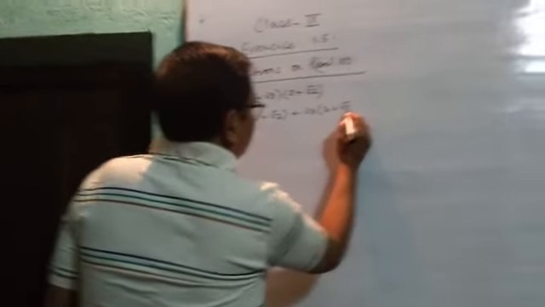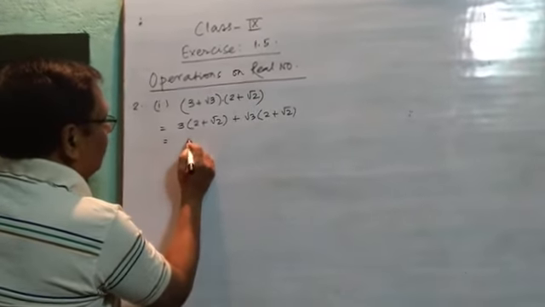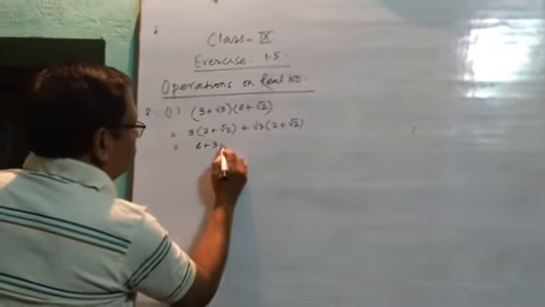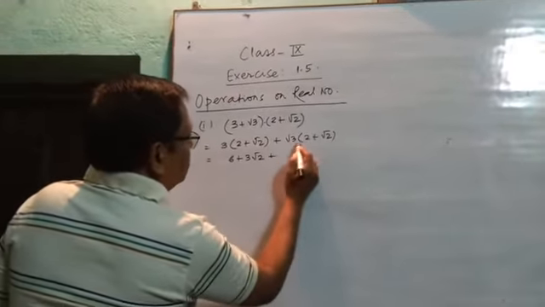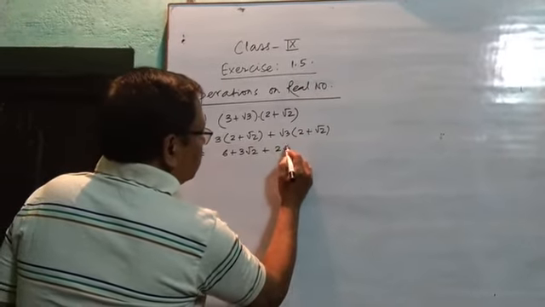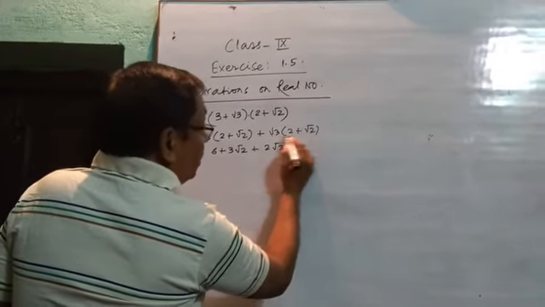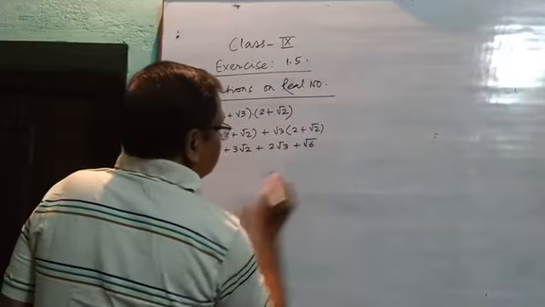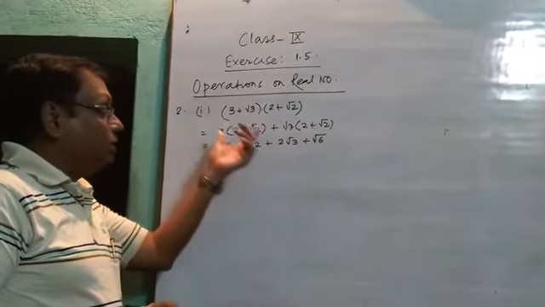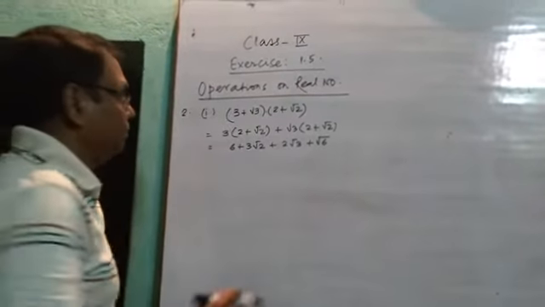with 2 plus root 2. Then again, 3 into 2 will give us 6. 3 into root 2 is 3 root 2, plus root 3 into 2 is 2 root 3, plus root 3 into root 2. What will we get? Root 6. So we have used the distributive property of multiplication over addition.